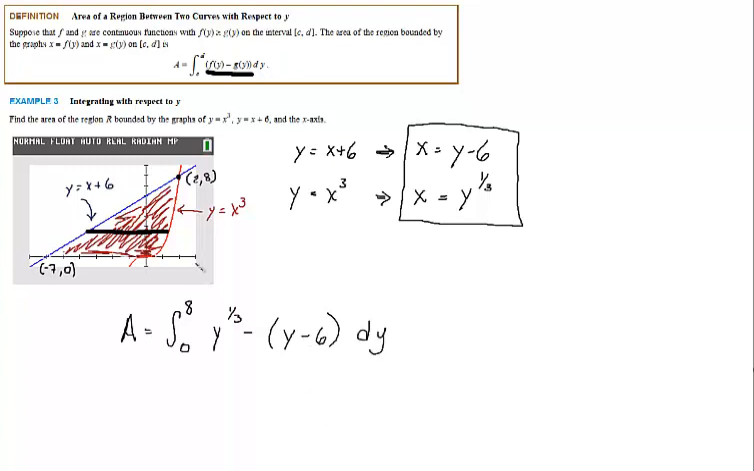Now note that I could have also found the area using the x-axis. I could have done this with respect to x, but I would have had to break it into a couple of different integrals. I'm going to do this calculus 1 bit here. I'm going to integrate that and then get the computation, the arithmetic. Alright, and once I integrate and then plug in that 8 and then that 0, you'll find that your answer is 28, and that would be the area enclosed in this region.